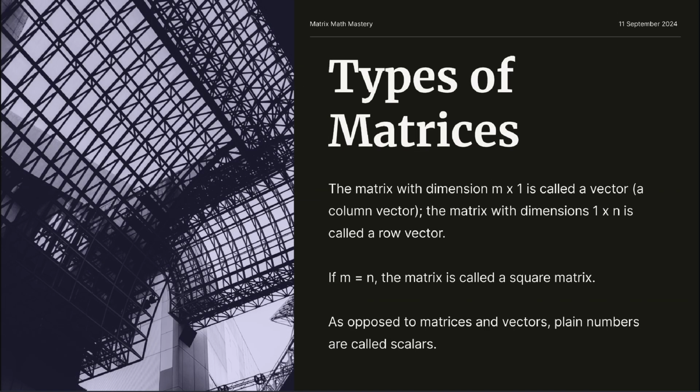Now, let's talk about the types of matrices. A matrix with 1 column is called a column vector, and a matrix with 1 row is called a row vector. If the matrix has the same number of rows and columns, we call it a square matrix. And remember, single numbers in matrix operations are known as scalars.